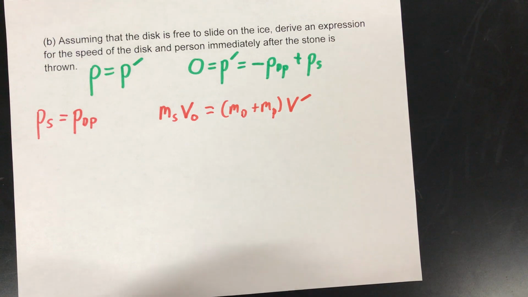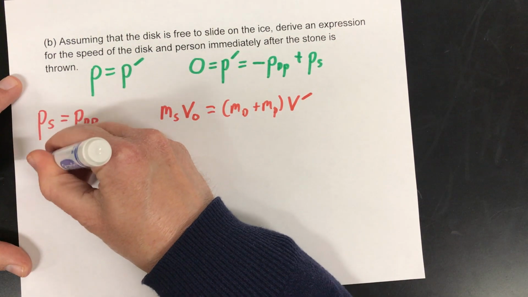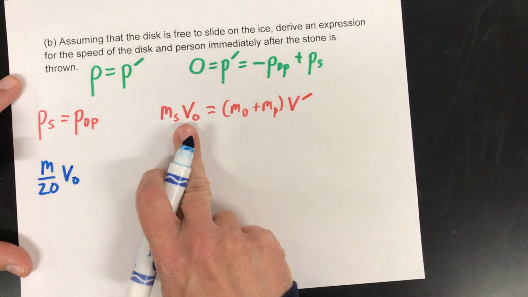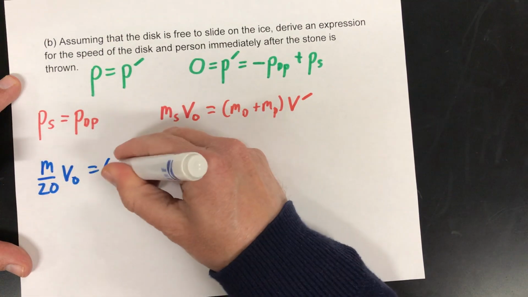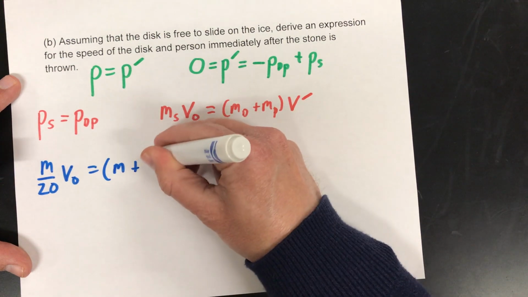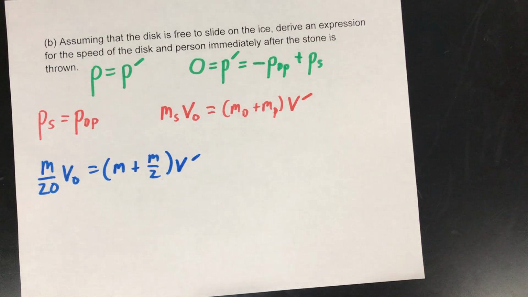Okay, now let's plug in a bit more of the details, because they told us that the mass of the stone is just simply m over 20. So m over 20 times v0. And then over here on the right-hand side, the mass of the disk is m, and the mass of the person is m over 2. And so now we're getting closer to solving for what we want here.